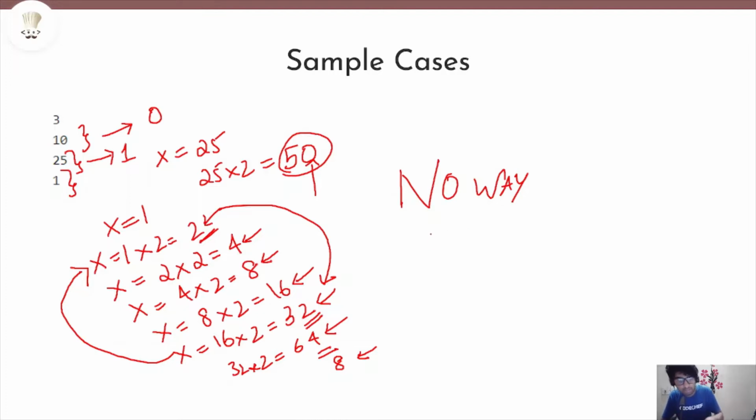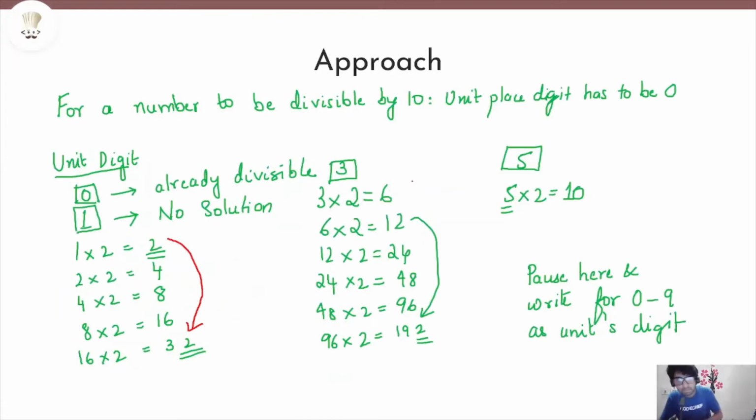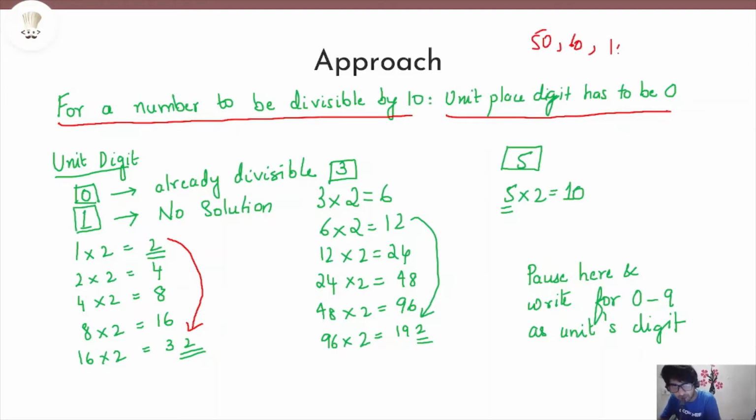So now that you have this understanding, let us look at what approach we can use. The first thing I have written here is, for a number to be divisible by 10, the units place of that number has to be 0. I hope this is clear. For example, 50, 60, 100, 1200. What do all these have in common? All of these numbers are divisible by 10, because in the units place we have a 0. Any multiple of 10 will have a 0 in its units place.